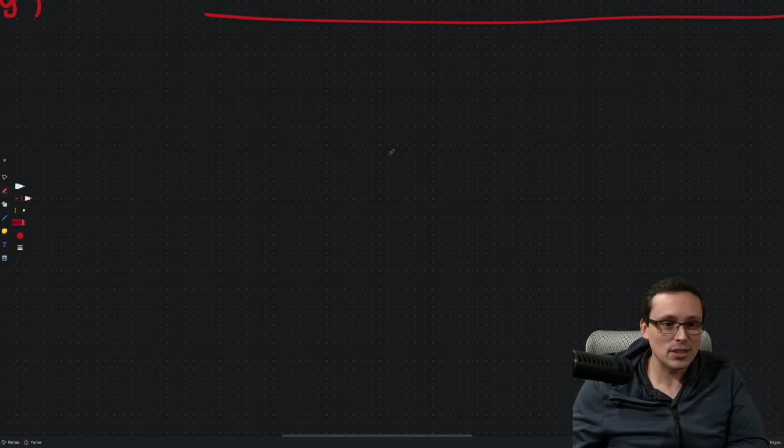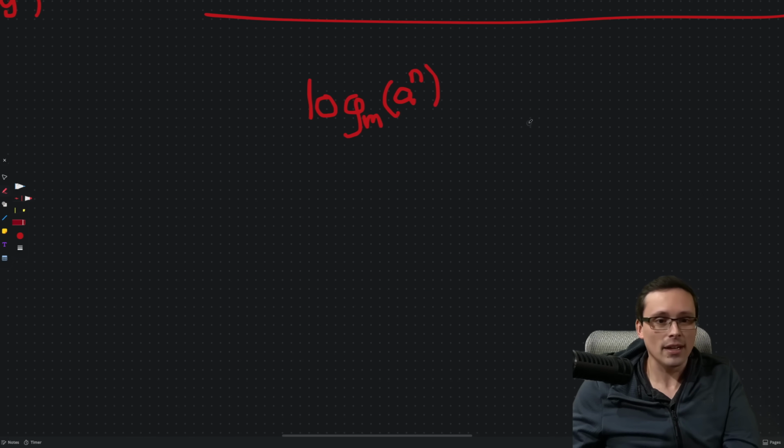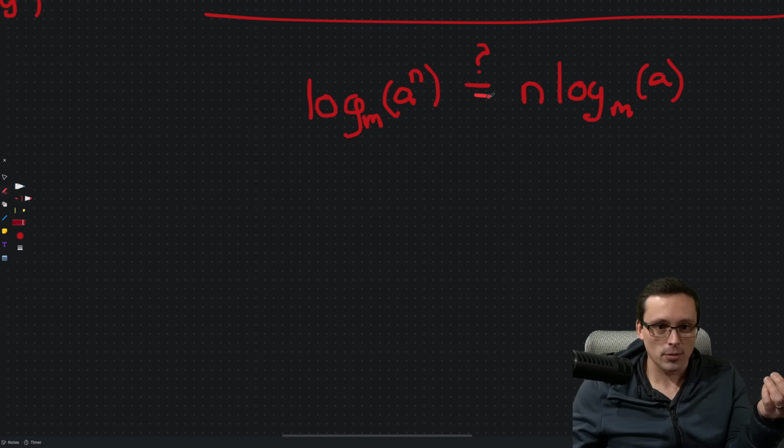So let's just use some logic here. So let's take a log with no specific number for the base. Let's say log base m of a, and let's say that there's an exponent n on this input into the logarithm. Okay. Now, what we're saying is that I could take this exponent and drop it down in front as multiplication. Now, that would be this, n times log base m of a. And the question is, would these things be equal?